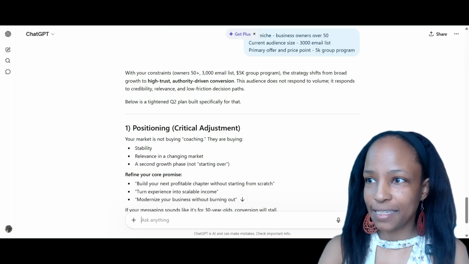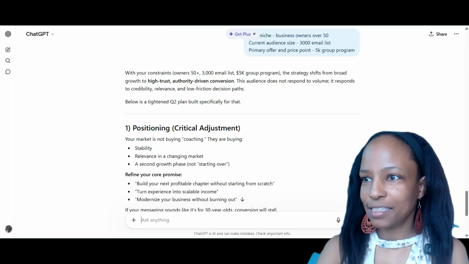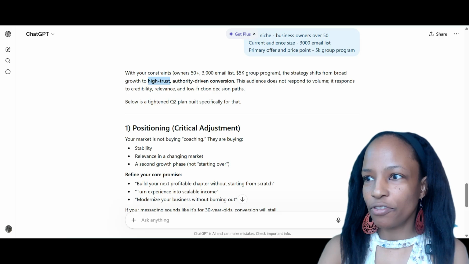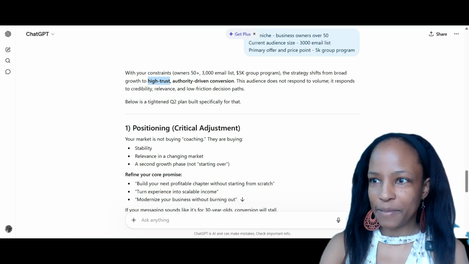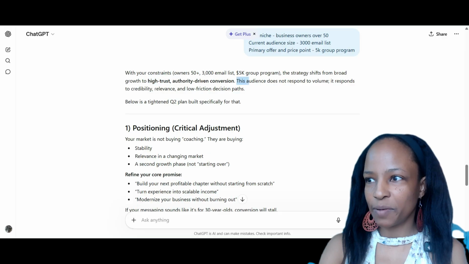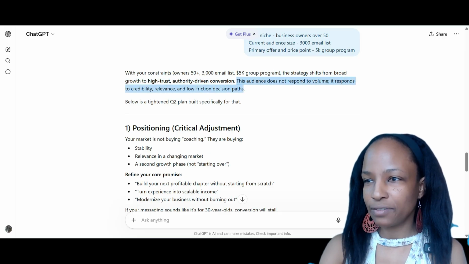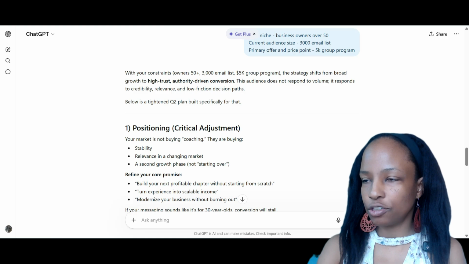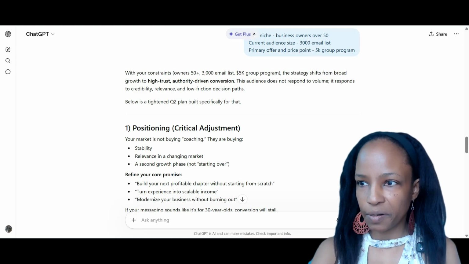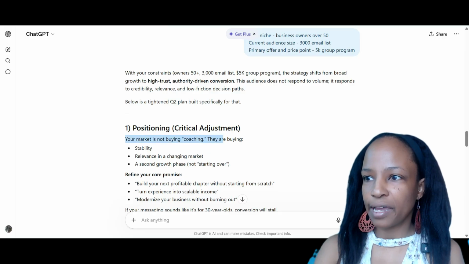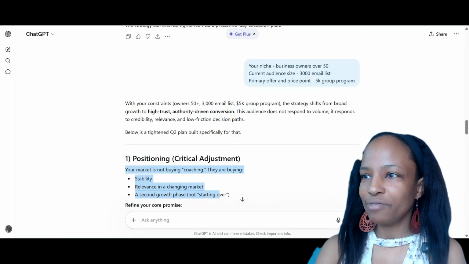The good news is that, well, it is giving some buzzwords: high trust, authority driven conversion. That's a little bit bro coded. So it's like the audience does not respond to volume; it responds to credibility, relevance, and low friction decision paths. Again, yes, true. But you also do need the volume as well. You need a little bit of both. The market does not buy coaching; they're buying stability, relevance. Okay, so that's cool. But I really didn't say anything.